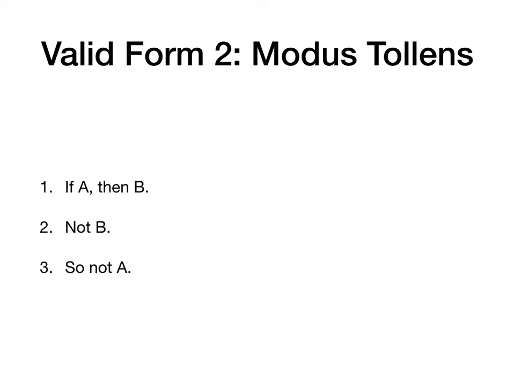So here's our second one, modus tollens. Kind of the mirror image of modus ponens. If A, then B. Not B. So not A. This is telling us that anytime you have A, you're going to get B. And if that's true and you don't have B, well, that's a sure sign you don't have A, right? That's why this works.